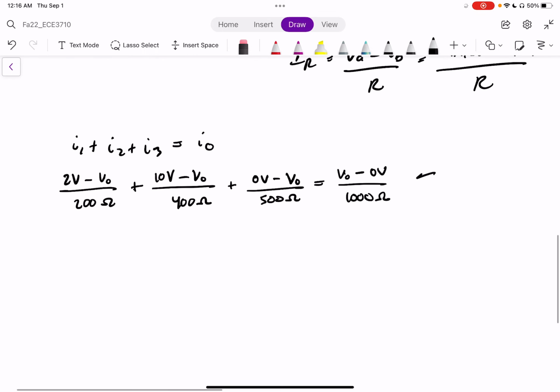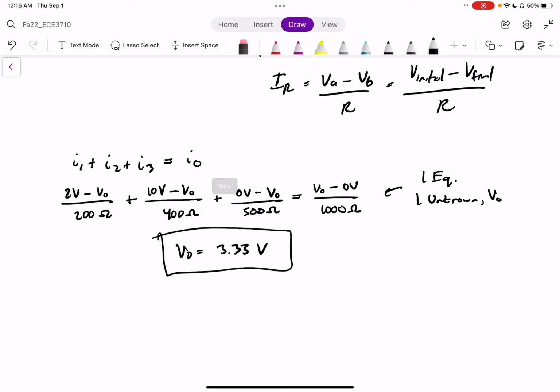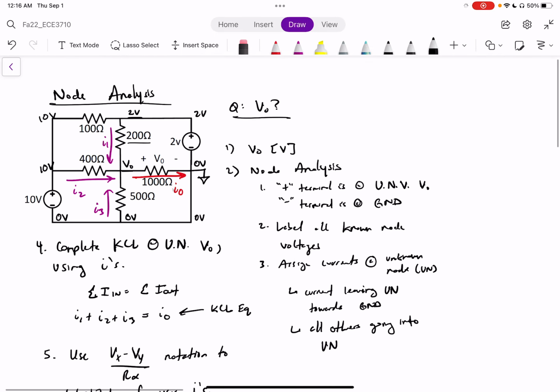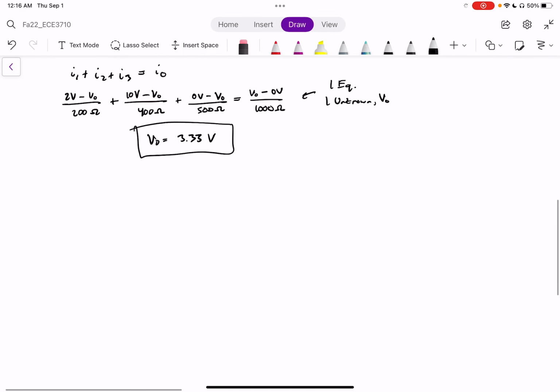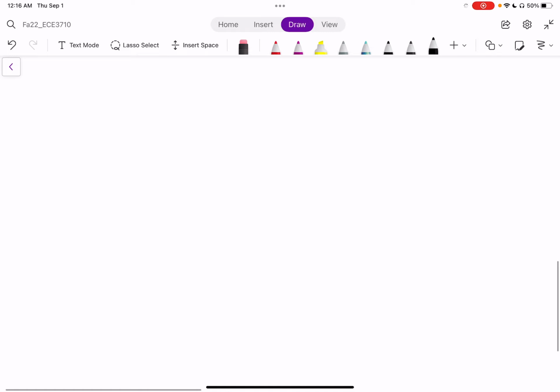In this equation, you have one equation and you have one unknown called VO. You can solve for VO. If you solve for it using high school level algebra, you will see that VO is equal to 3.33333 volts. We have successfully learned, hopefully, the node analysis. Okay, now let's use it for a specific problem.